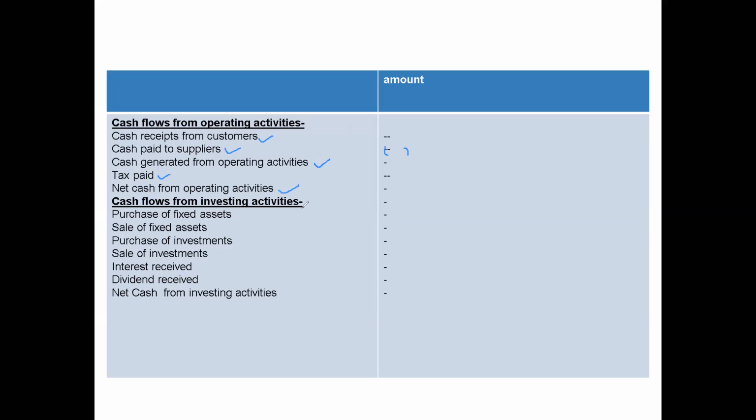So next we'll prepare second heading, that is cash flow from investing activities. So likewise, if there is purchase of any asset, we'll denote it with the help of bracket. So purchase of fixed asset is the cash outflow. Purchase of investment is cash outflow. Cash inflows is sale of any fixed asset or sale of investments, or any interest received or dividend received. Again, by calculating all these values, we'll get the net cash from investing activity.